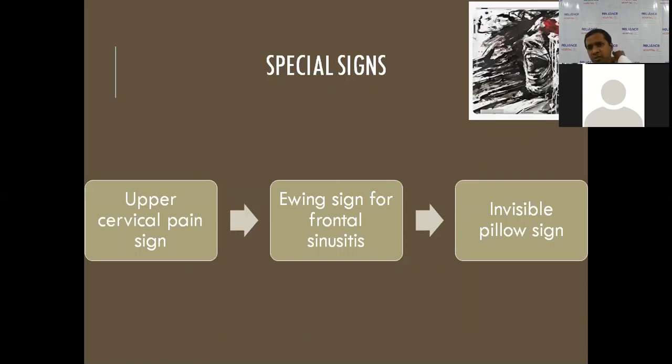The first sign is the upper cervical pain sign, where the patient has severe pain around the C1, C2 region. The patient may have pain as well as severe tenderness around that region. Then look for the Ewing sign for frontal sinusitis. Press around the supraorbital ridge, and if the patient has severe pain, it indicates frontal sinusitis. You can also look for the invisible pillow sign. When the patient is lying down, he keeps his head very guarded, as if he's on a pillow, and that usually indicates that he could be having a cervical muscle spasm or cervical spondylosis.